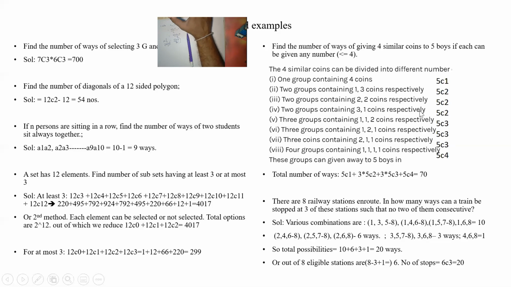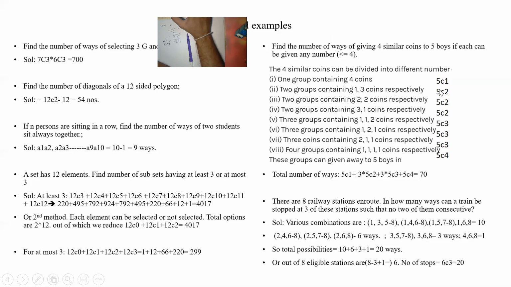4 coins to be allocated as 4 groups, 4 to allocate to 5. So I have to give 5C4. When I add all these, I'm getting 70. So this is the way we distribute 4 similar coins to 5 boys if any number can be given to anybody.